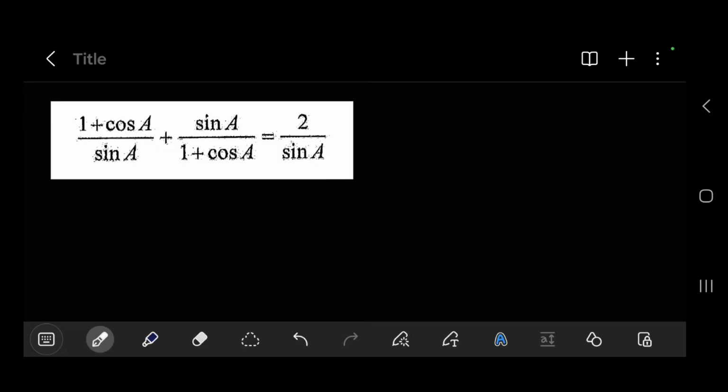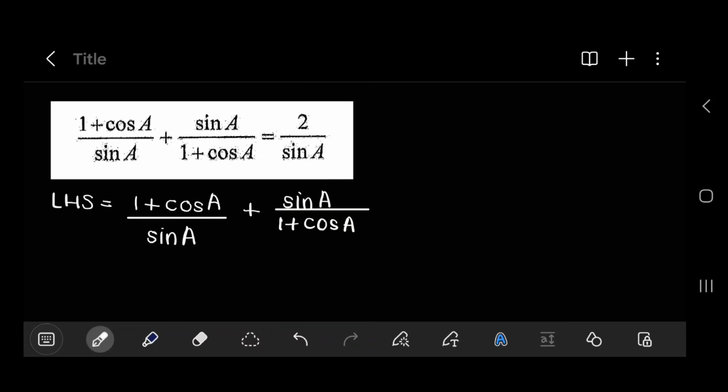Here we have question 2, and we can immediately see that we should start off by working with the left-hand side. So let's write that down. So here's what we're given. We've got two fractions added together.